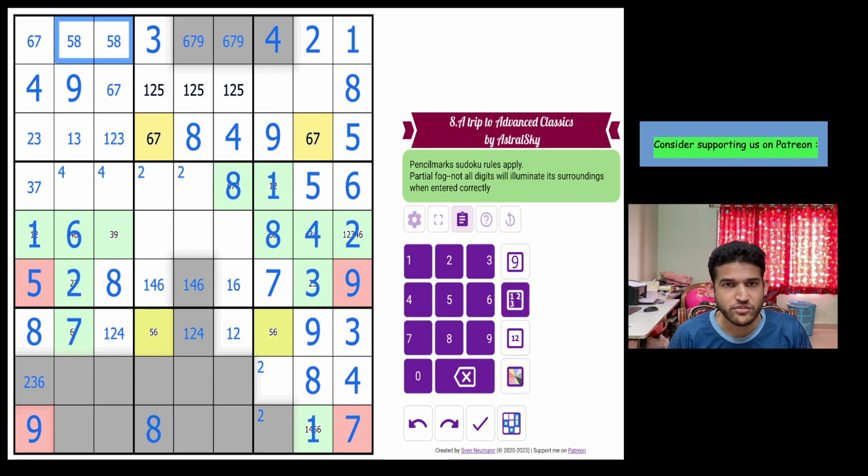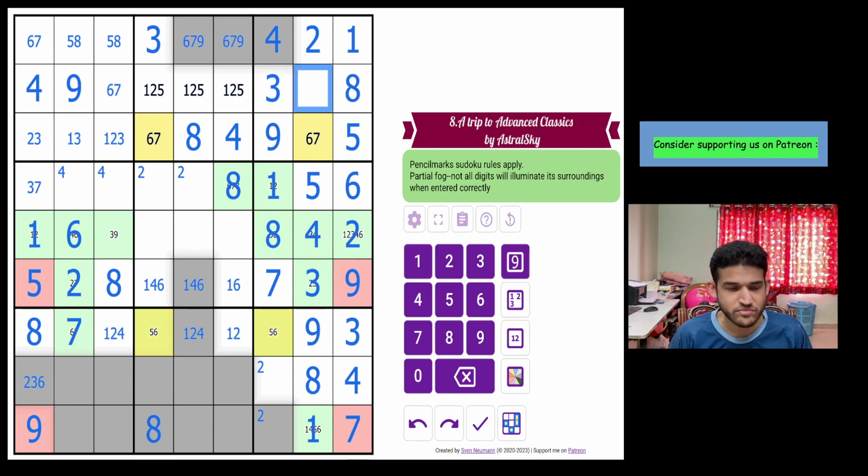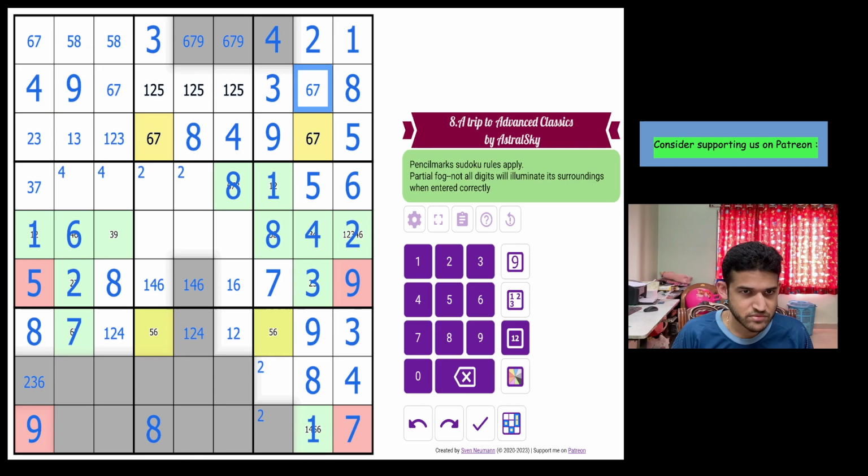Okay, right. If you look at this box, you need 3, 6, and 7. 3 goes here. And that will be 6 or 7. So we are making some good progress here. 1, 8, 9, 3, 4, 7. So you will have 2, 5, and 6 here.